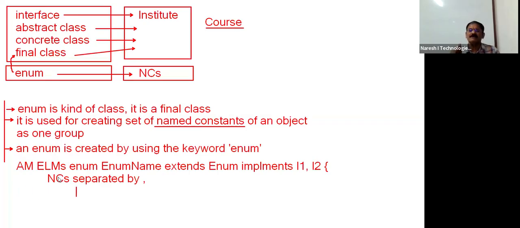Yeah. What is enum? Enum is a class. Which type of class? Final class. It may be a concrete class. Inside this class, can I create static variables? Yes. Can I create non-static variables? Yes. Can I create a static block? Yeah. Non-static block? Yes. Can I create a constructor? Yes.